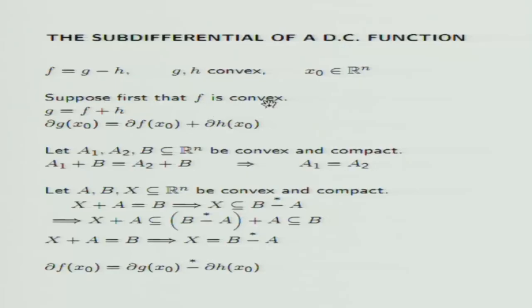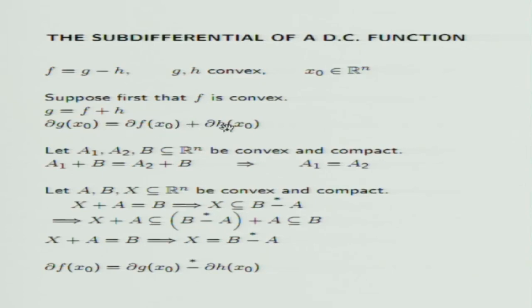So assuming that f is convex, we have this relation between three convex functions, g, f, and h, and because of the additivity of the subdifferential, we have this equality. But we are assuming that we know the subdifferential of g and the subdifferential of h, and with this data we want to compute the subdifferential of f. In other words, from this equality we want to deduce the value of this term. We want to solve this equation with this unknown. This is an equation of this type with three sets. X is the unknown, A and B are data. So how can we solve this equation?